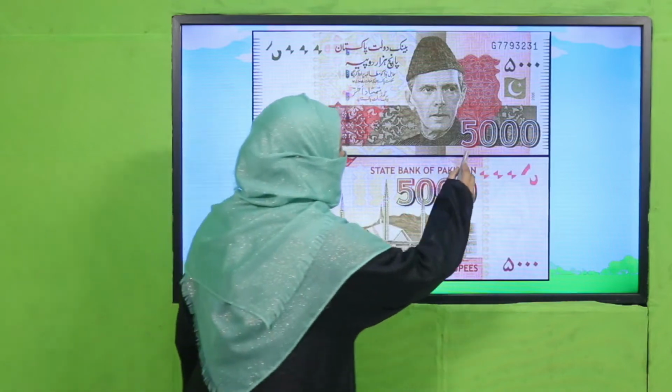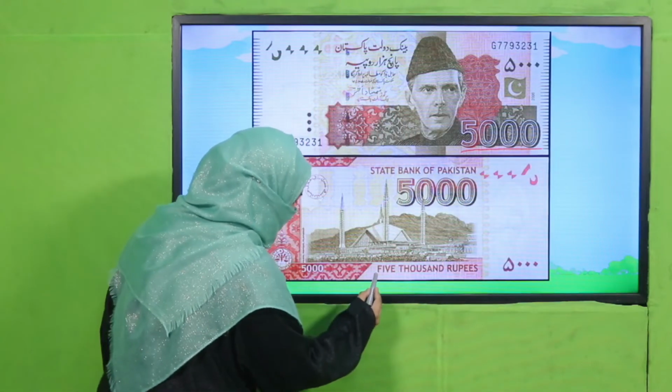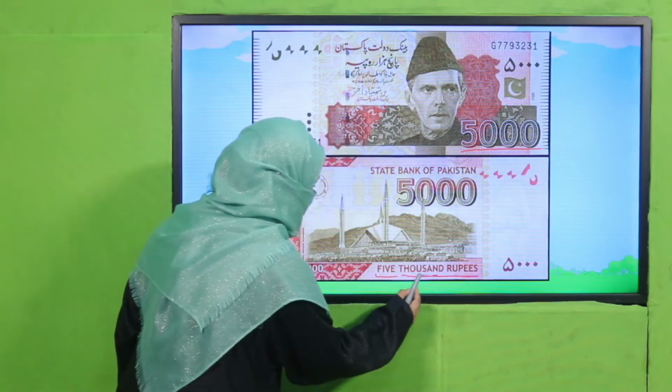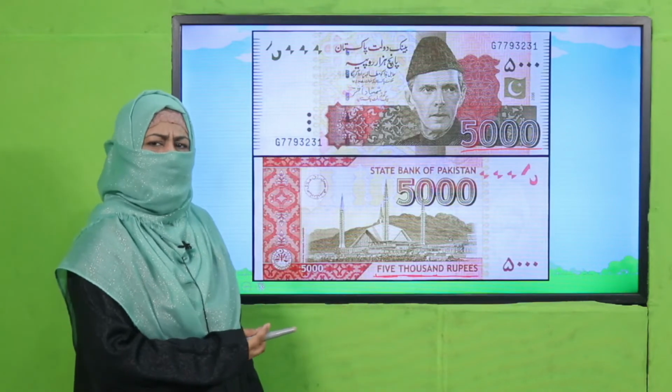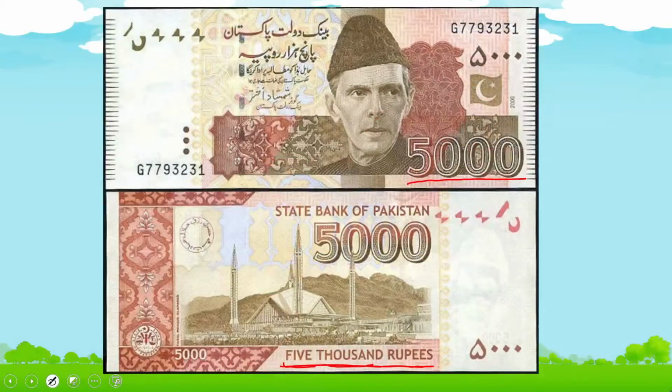Its value is 5,000. 5,000 rupees. A big amount. Okay, so have you seen it? All right, maybe yes. So beta, this is how when we look at a note, we can find its value in numbers and in words. 5,000 rupees.